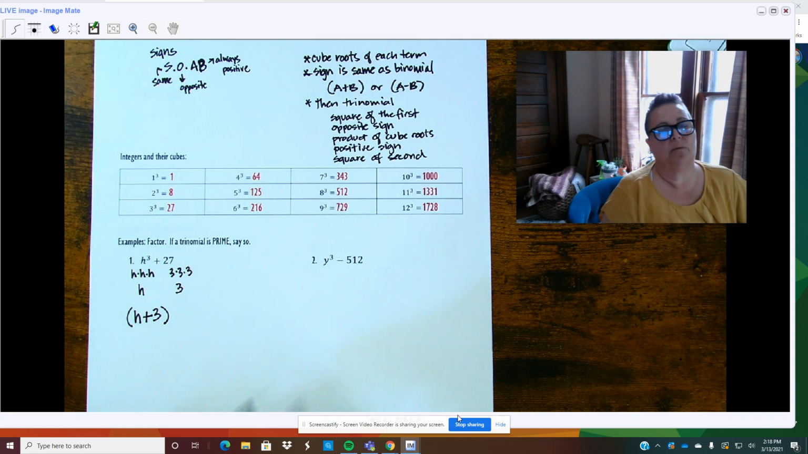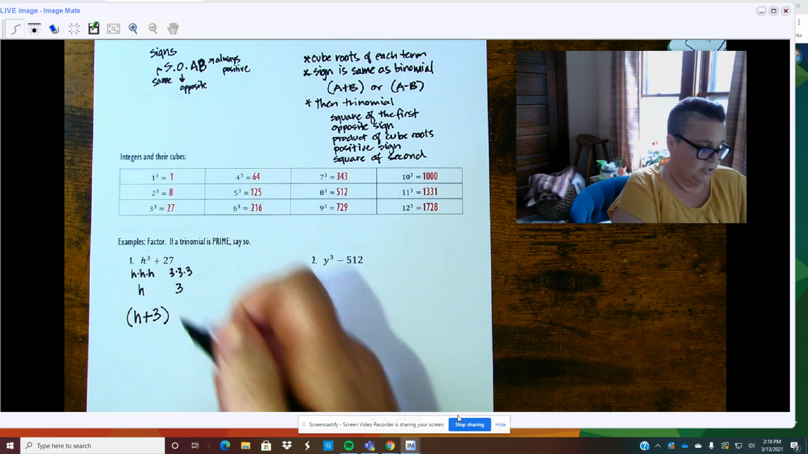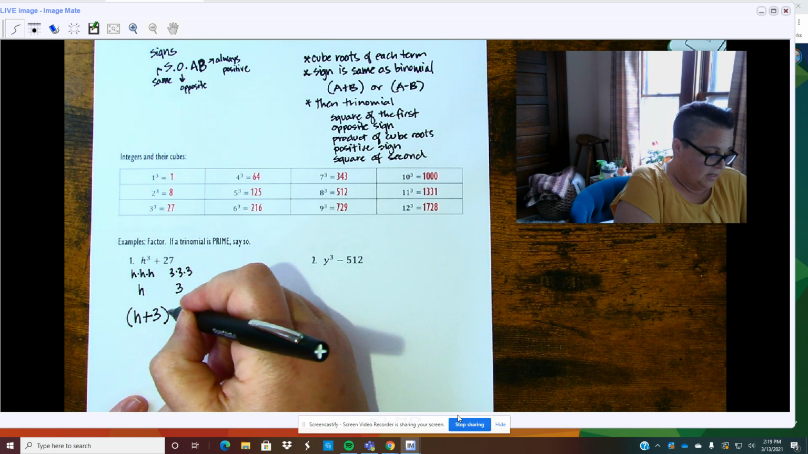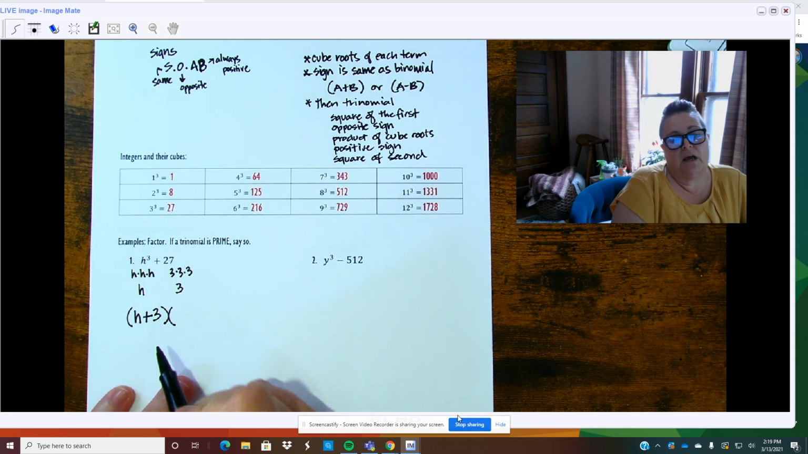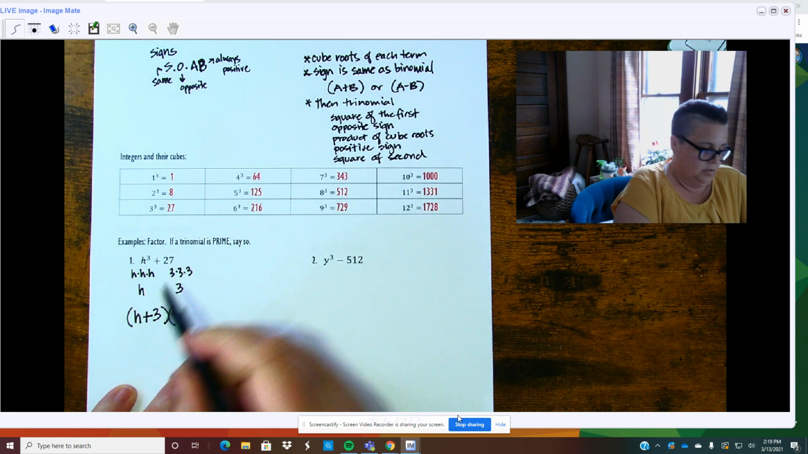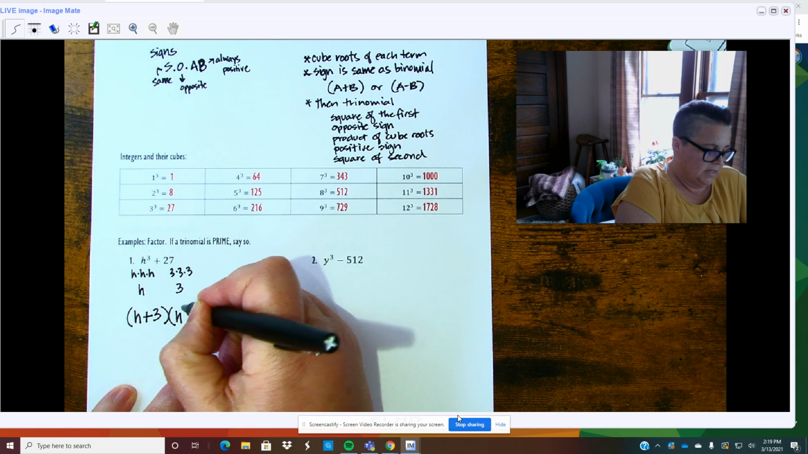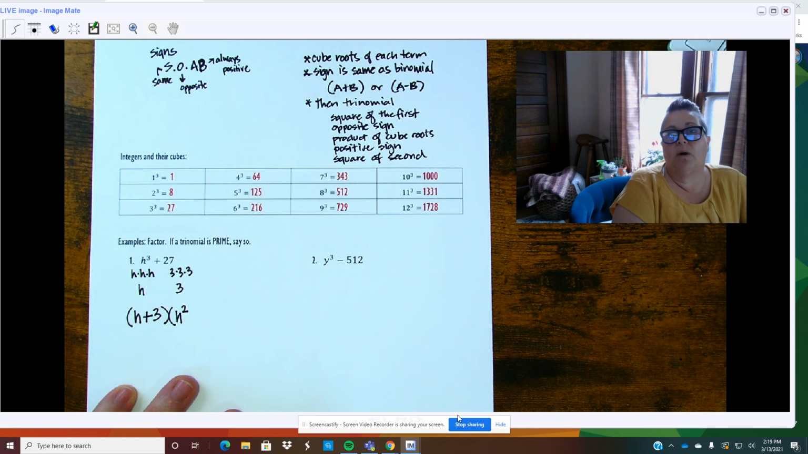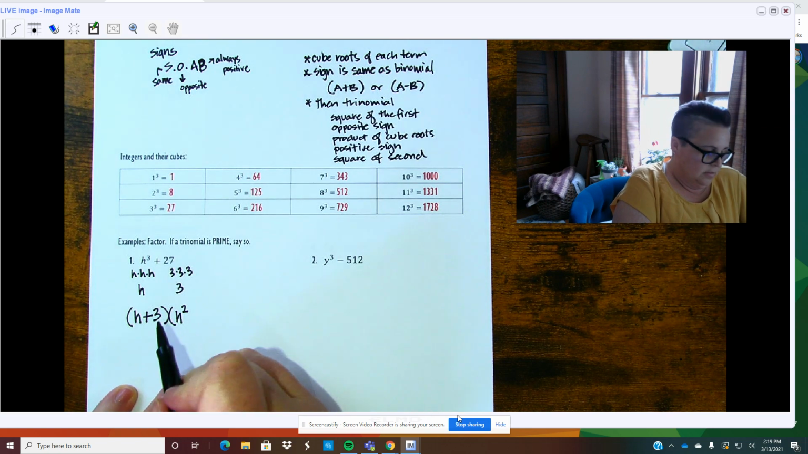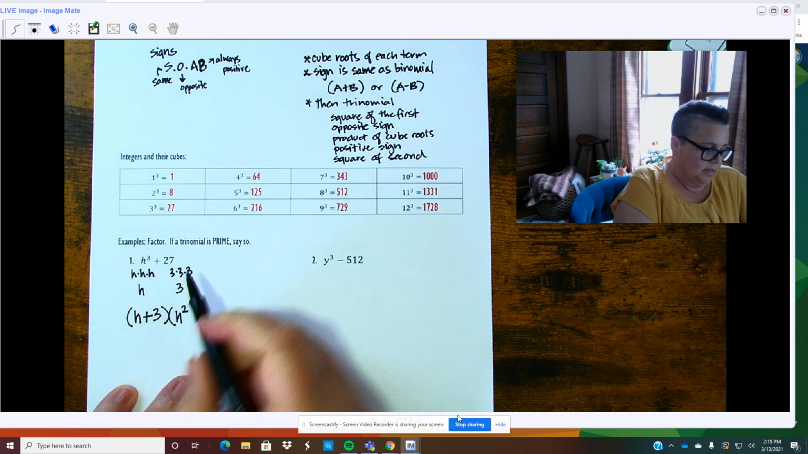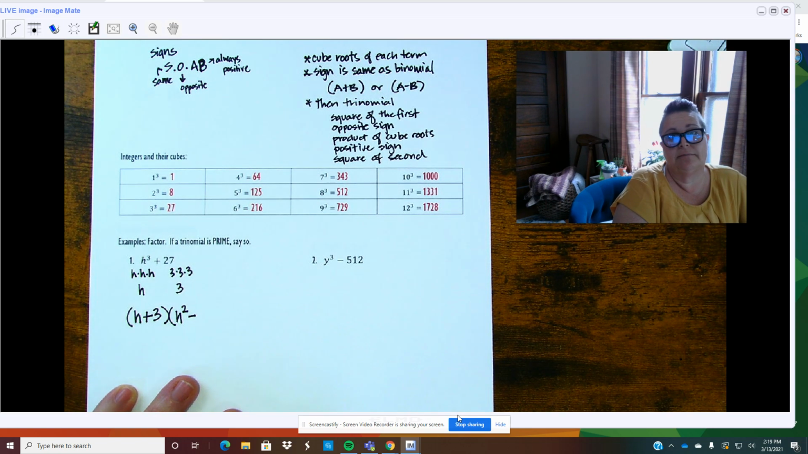Sign is maybe not the right word. Operator is probably better. So whatever that operation is in the original, okay? Then according to the pattern, I want to square that first term. So that'll be h squared. I want the opposite sign or the opposite operator that I already used. So that's a plus. So this is going to be a minus.